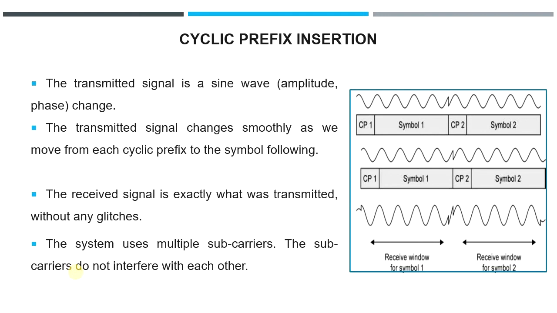The system uses multiple subcarriers, not just one. However, we have already seen that subcarriers do not interfere with each other and can be treated independently. So, the existence of multiple subcarriers does not affect this argument at all.